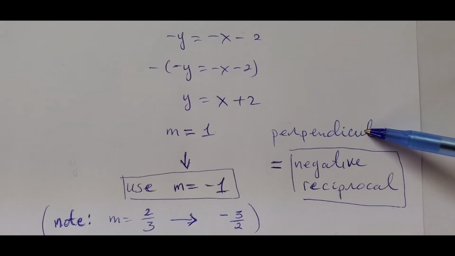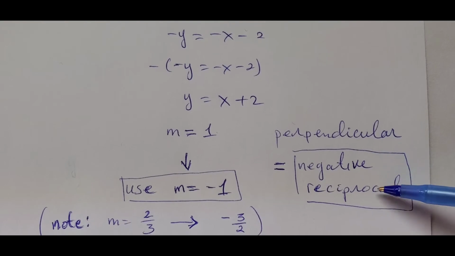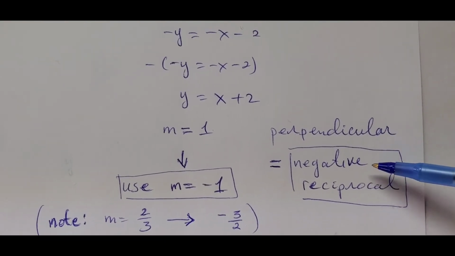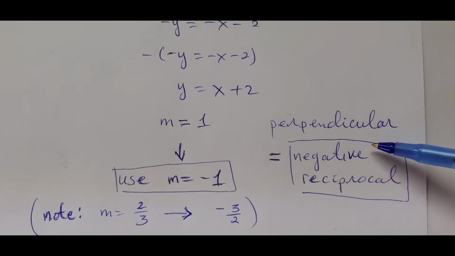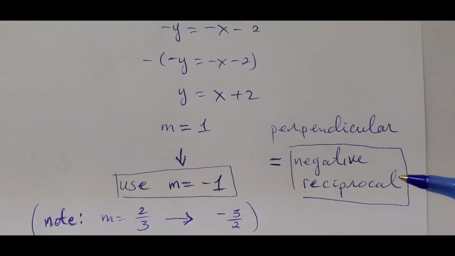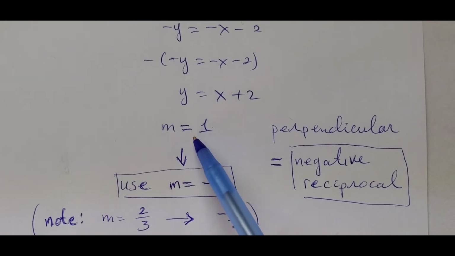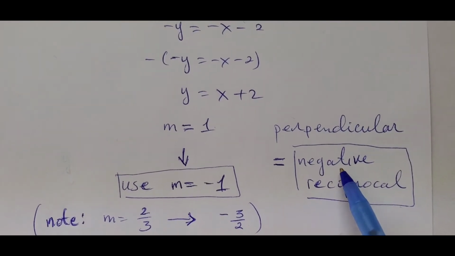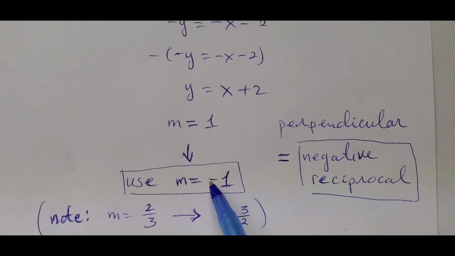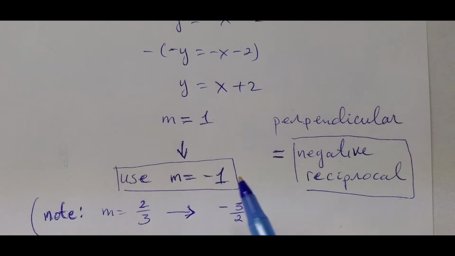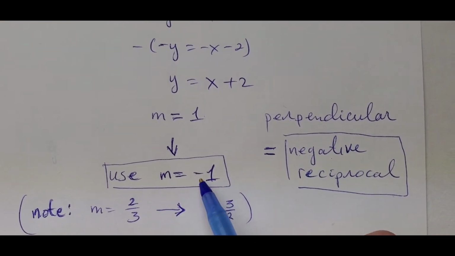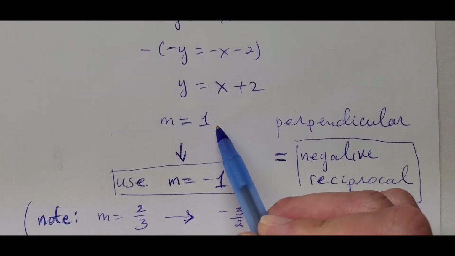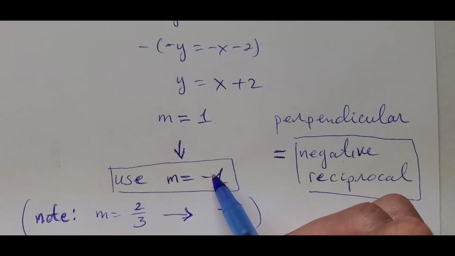However, with perpendicular, it is negative reciprocal. Use these two vocabulary words exactly the way they are. Negative reciprocal. So here we go. This slope in the beginning was positive, so I need to change the sign. So it becomes negative. One more time, negative reciprocal. So this slope right here in the beginning was positive, so I have to change it to negative.